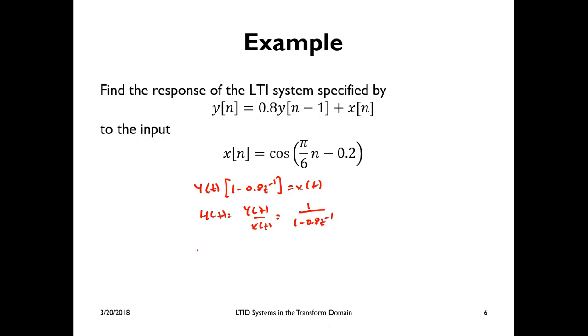If I want to obtain the frequency response, I evaluate H(z) for z equal to e to the j omega. In this case I have z to the minus 1, so instead of e to the j omega I can replace this with e to the minus j omega. So H(e to the j omega) is going to be 1 over 1 minus 0.8 e to the minus j omega, which I can also write as 1 over 1 minus 0.8 cosine of omega plus j 0.8 sine of omega.